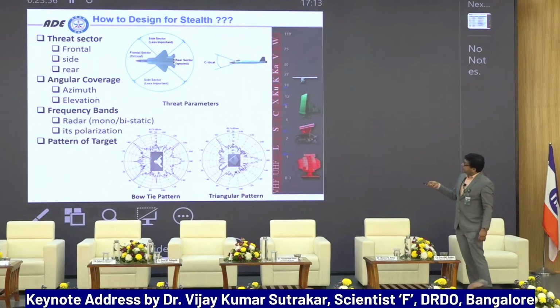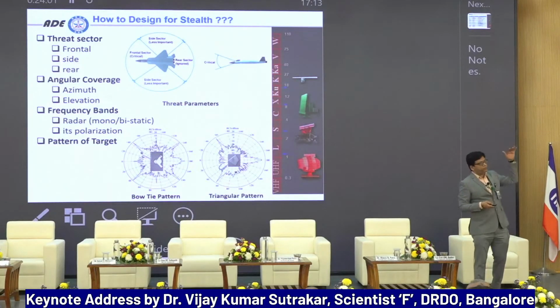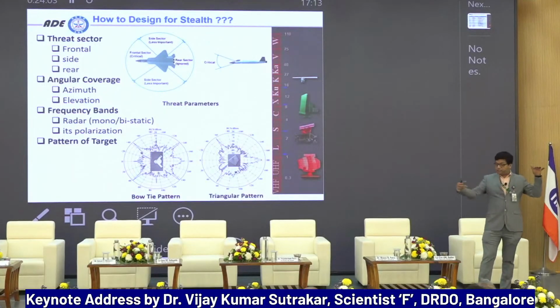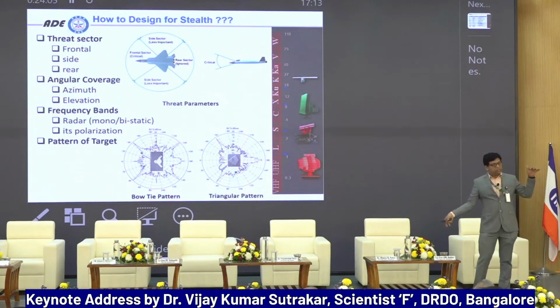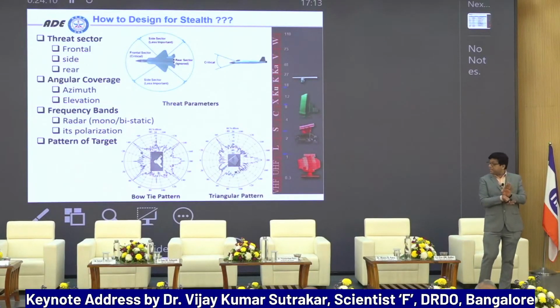Then we also define the angular coverage. My aircraft may be flying at ground level, or it may be flying at 15 kilometers of altitude. And you have the enemy radar sitting on the ground, or air to air. Based on that, we try to find out what our angular coverage is.